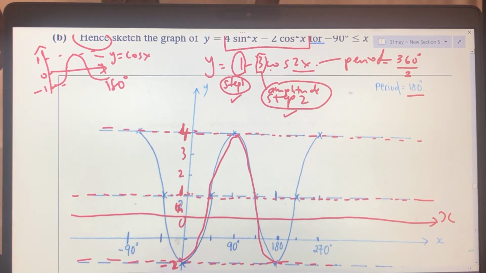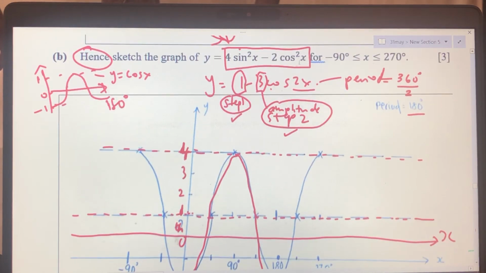Okay, now we are done with the period already. Then this one you know you must flip. Now the next thing is to determine, draw from where to where. Now you have to draw from minus 90 to 270. We know that the period is 180, so this is going to be one graph, and then a little bit more, then this side half of the graph, like that. Not to worry.